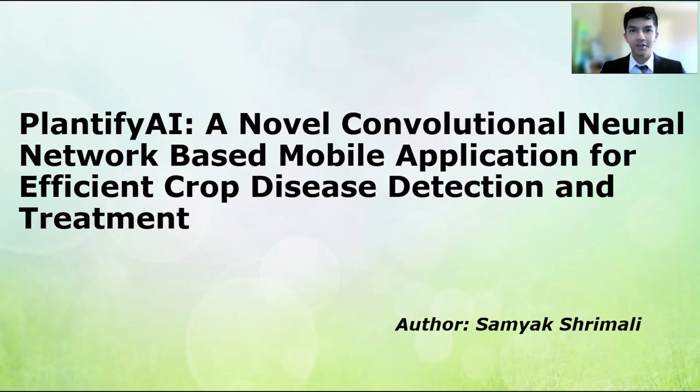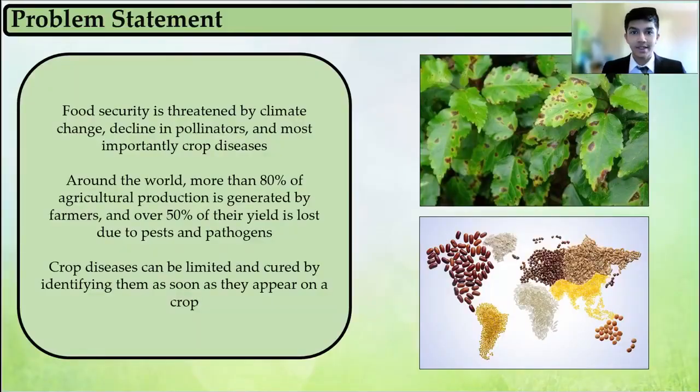Hi, my name is Samyak Shrimali, and my research is titled PlantifyAI, a novel convolutional neural network-based mobile application for efficient crop disease detection and treatment. Modern practices and technology have given humans the ability to produce enough food to meet the demand of more than 7 billion people. But food security remains a prominent issue as it is threatened by climate change, decline in pollinators, and most importantly, crop diseases.